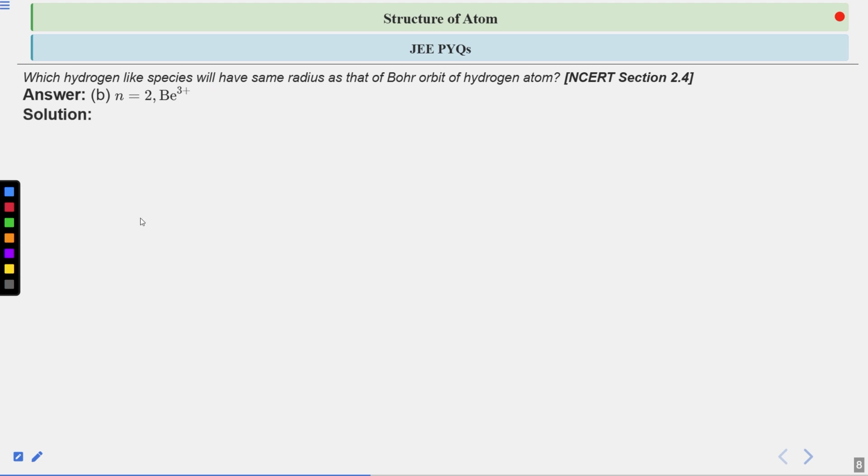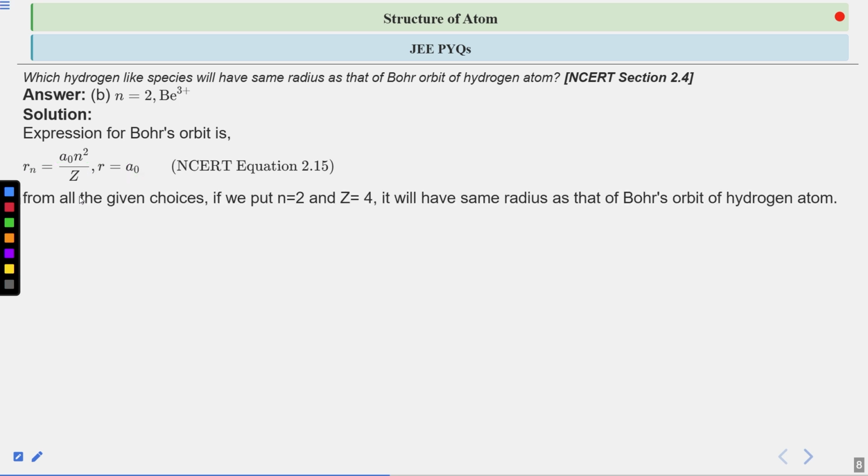How will we solve it? For that, you must remember the expression for the Bohr's orbit, which is given by the radius of the nth orbit as a naught n square by z, where a naught is the Bohr's orbit for hydrogen atom. So you have to make your rn equal to a naught. Now which values will we take for n square and z? You will take such values so that n square and z become equal. So if you take z equals 4 and n equals 2, you will get 4 cancel out in the numerator and denominator. Therefore, r will become equal to a naught.